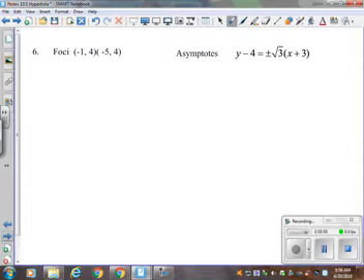All right. So let's look at another one. This time they gave me the foci. Now that throws a big wrench into my problem.